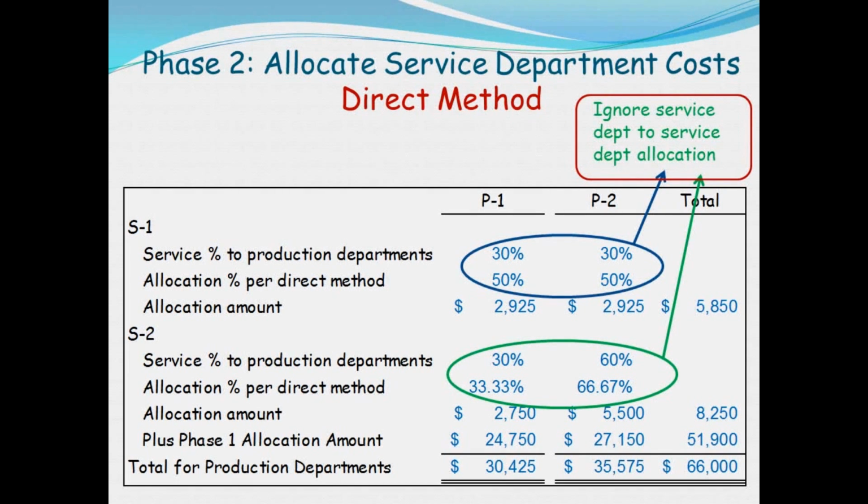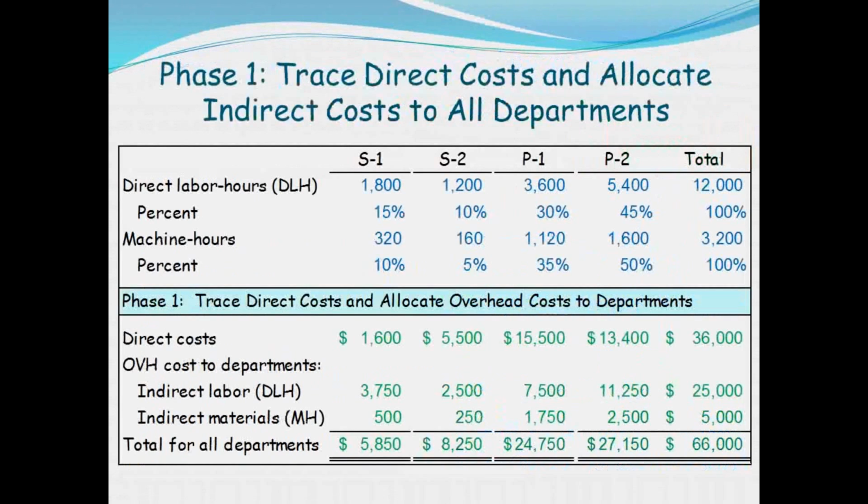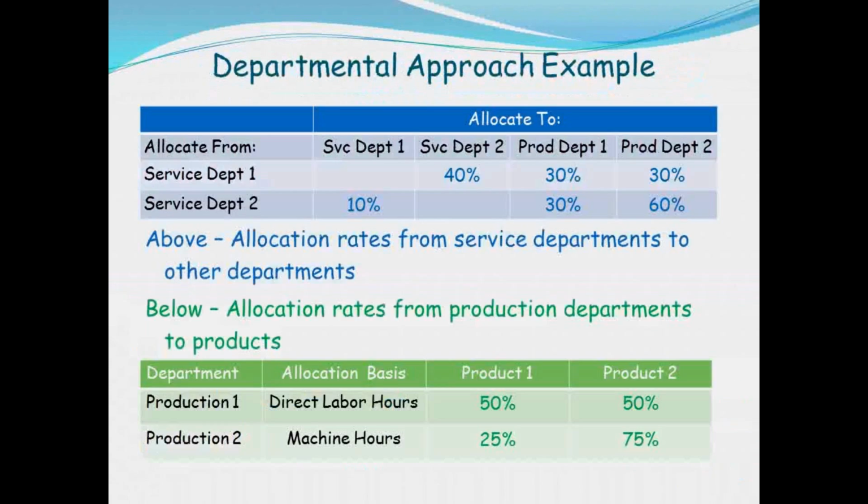This was your total cost. You now have them in your production departments. That's the completion of phase 2. Now, phase 3 is the same for all 3 examples, but you'll be using different numbers. Phase 3 is to get the cost from the production departments to the product. And we have percentages to do that.